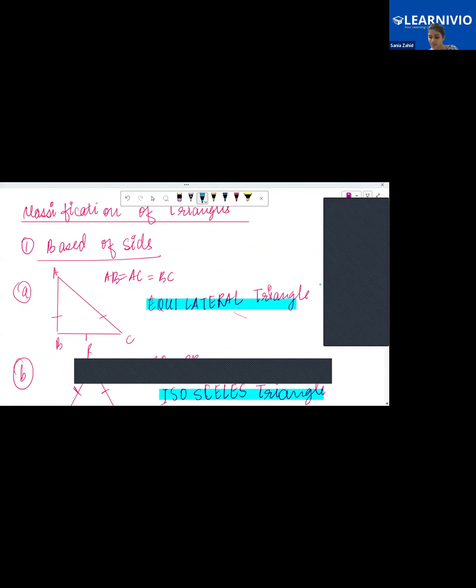tell me tell me what are the three types of triangles based on size? Based on size, what are the three different types of triangles? Razan, do you hear me? Razan, are you there?